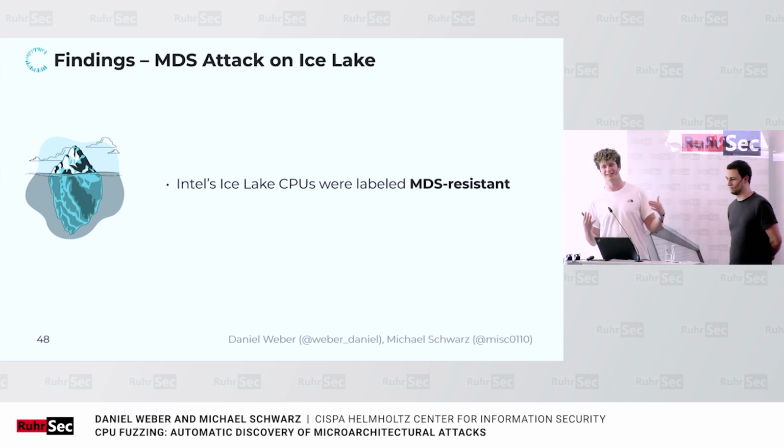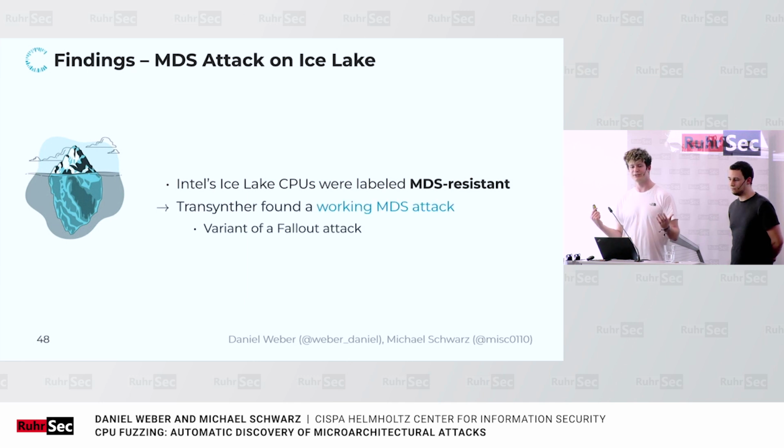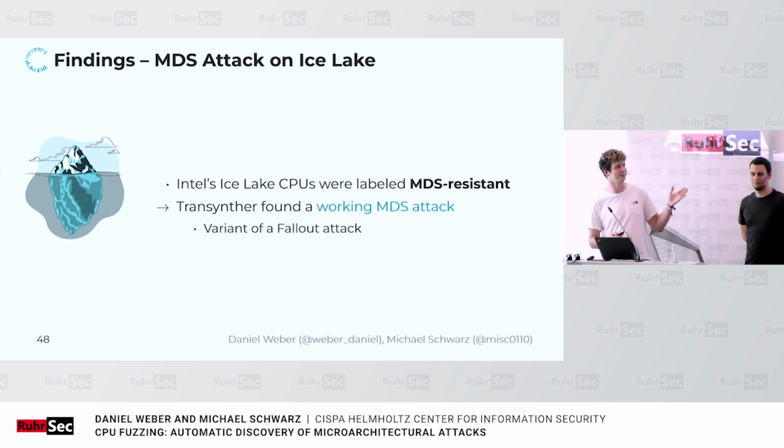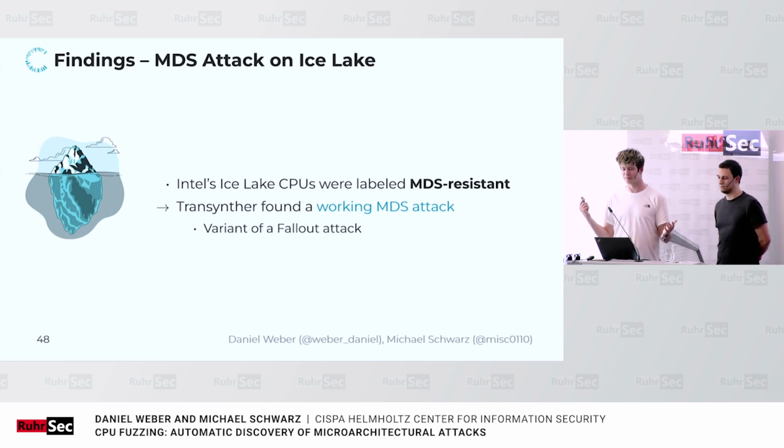Okay, the regression bug, what happened there? Well, Intel claimed that back then, new Ice Lake CPUs were MDS resistant. MDS, being a variant of Meltdown, means they're not affected anymore by those Meltdown-type attacks. Okay, it turns out Transynther just modified 1 or 2 lines of code, and the exploit worked again. So just a simple variant of the attack. Now it works again. Okay.